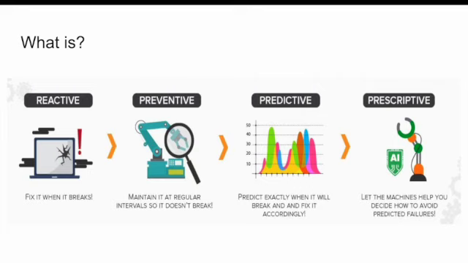There are many types of maintenance that can be done to a machine in many factories. Reactive maintenance is to fix the machine whenever it breaks. Preventive maintenance is maintaining it at regular intervals so it doesn't break. Predictive maintenance is to predict exactly when it will break and fix it accordingly. And prescriptive maintenance is to let the machine help you decide to avoid predicted failures. For the company I work for, we focus mainly on predictive maintenance.